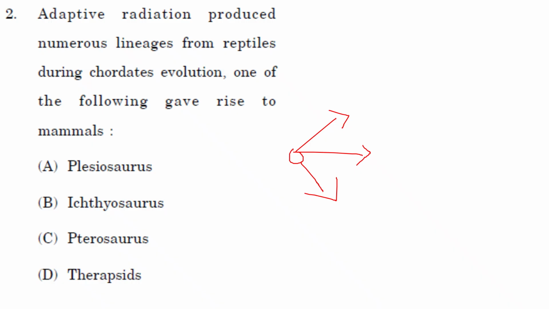So what is that? Therapsids. Okay. Historically they are usually called the mammal-like reptiles. Because these therapsids belong to the synapsids group, whereas all the others are not correct.